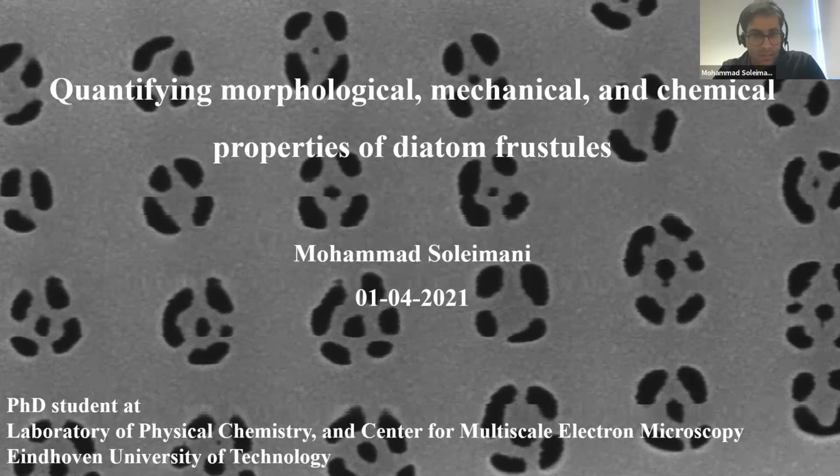In our research, we try to find out the effect of environmental conditions, like the presence of aluminium ion, on the growth rate and different parameters like morphological, chemical, and mechanical properties of silica in diatom.